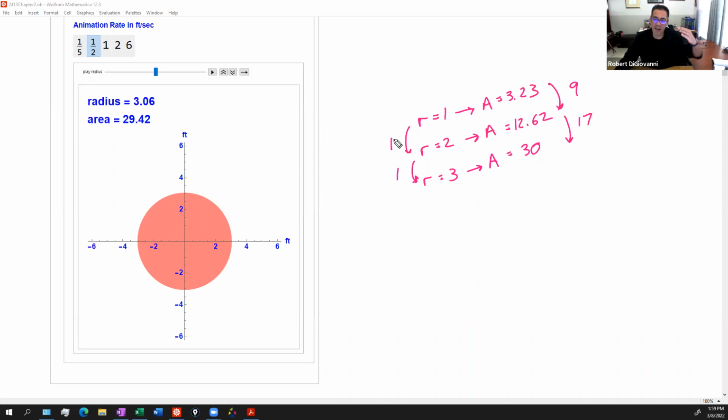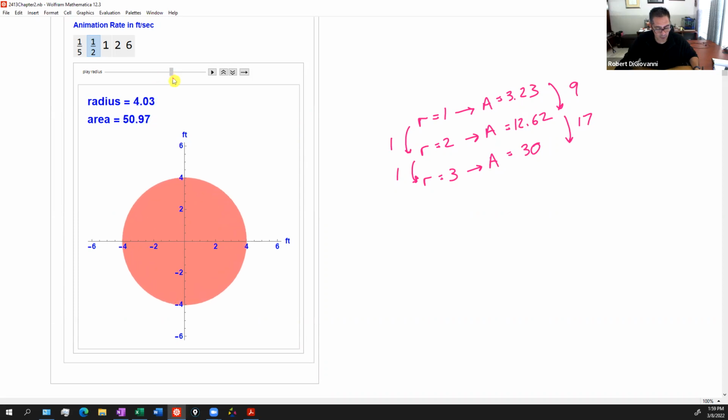See, here the change is the same. The radius is changing by the same amount, 1, 1, 1, but the area is not changing at the same rate. Do you all agree? Let me keep going. If I go from 3 to 4, it changes by 1. The radius changed by 1, but the area has now gone to like 51? So now that's gone up by what, 21? That makes sense or no?